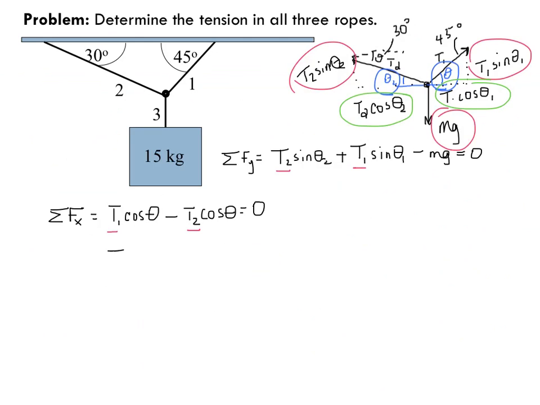So, substitute. What I want to do is substitute T1, and I'm just rearranging this right now. T1 cosine of theta 1 is equal to T2 cosine of theta 2. And T1 is therefore equal to T2 cosine of theta 2 divided by cosine of theta 1. So now that I've solved for T1, I can go back and substitute it in for T1 in the other equation.